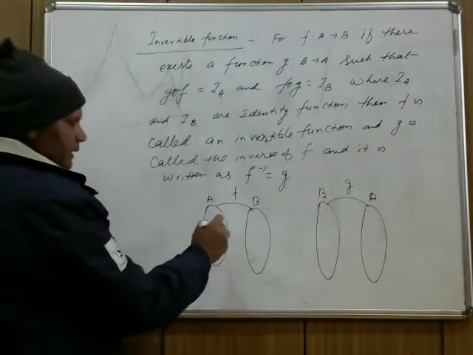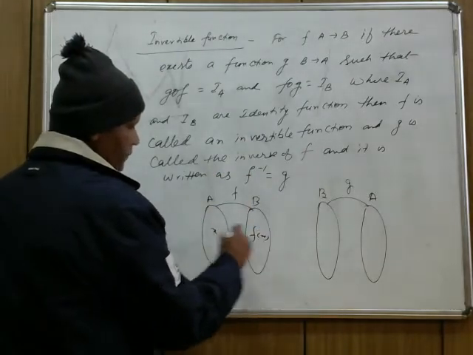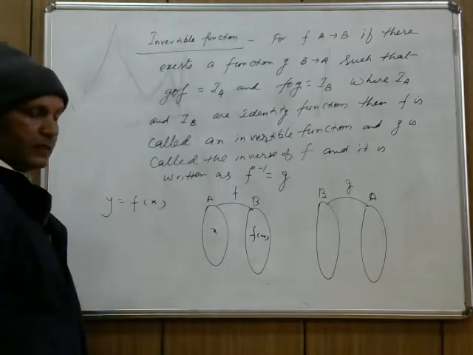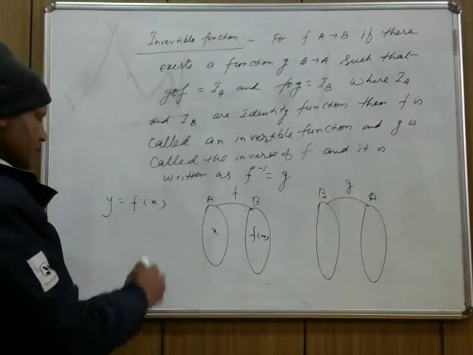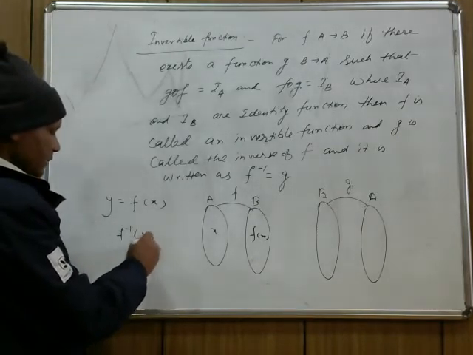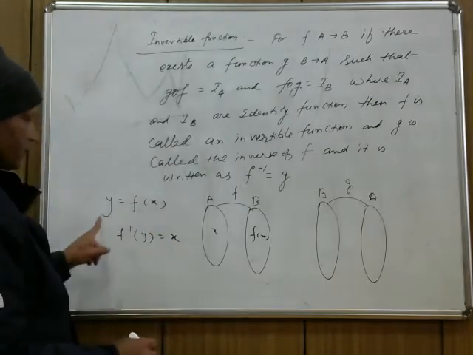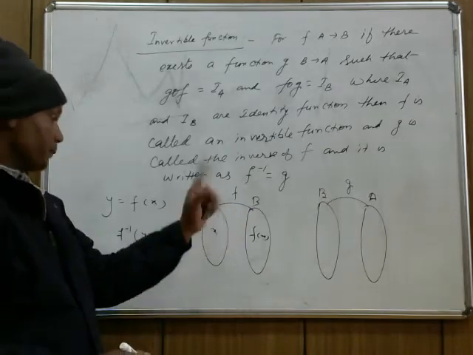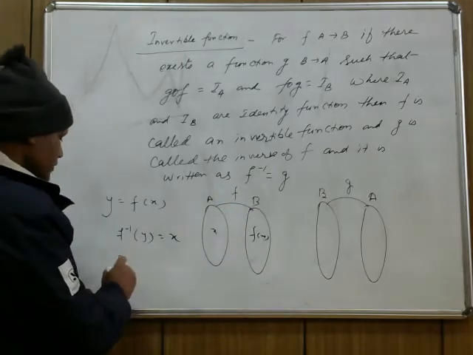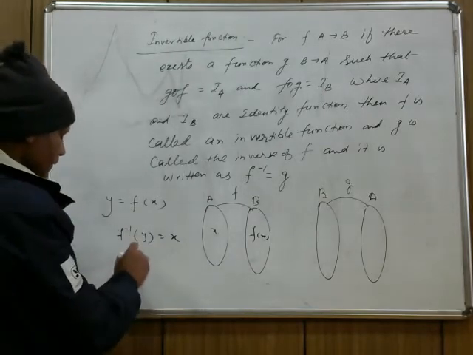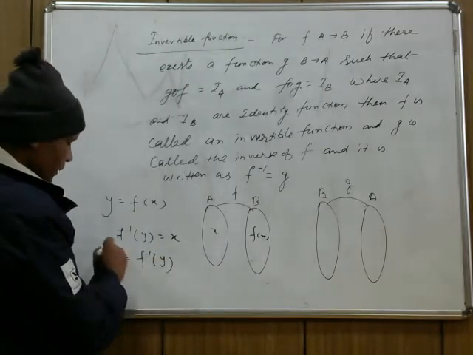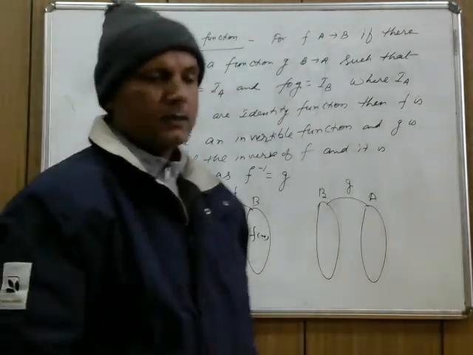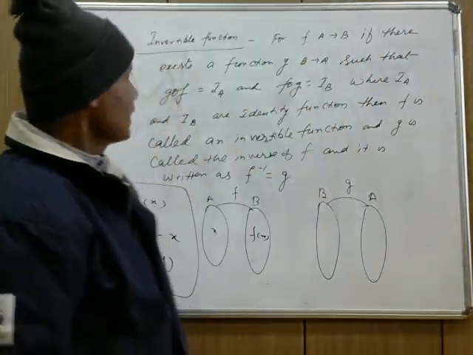See, if I write here x, here what will we get? f of x. Simply, sometimes we write y is equal to f of x. Yes or no? Right. Now the inverse of this, I write f inverse of y is equal to what? x. f inverse of y is equal to x. Right. f is a function from A to B. g is a function from B to A. That's what we got now. g is equal to f inverse of y. That is also a very, very important point. Note it. Got it? This was the concept regarding the function.